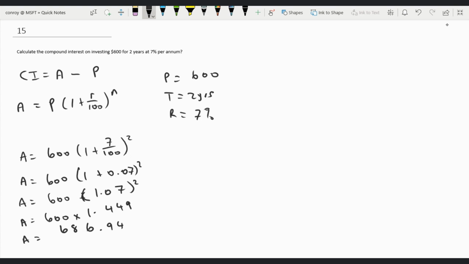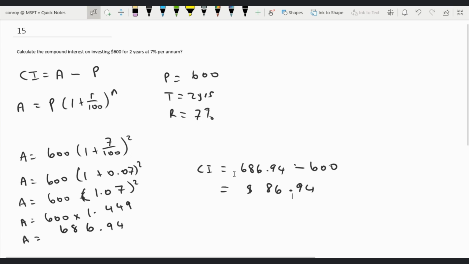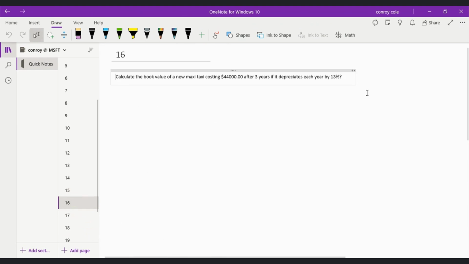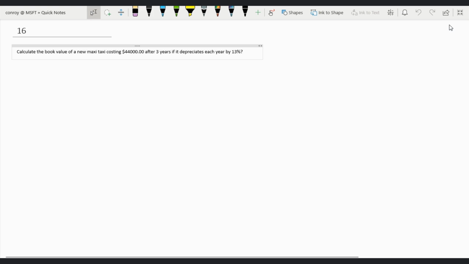All right, so now we can calculate our compound interest. 686.94 subtracted from 600, and we would get a compound interest of $86.94. This would be the compound interest after the 2 years. All right, moving on to our next question.